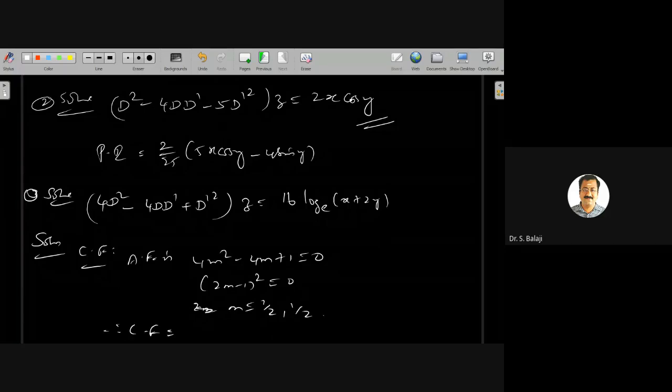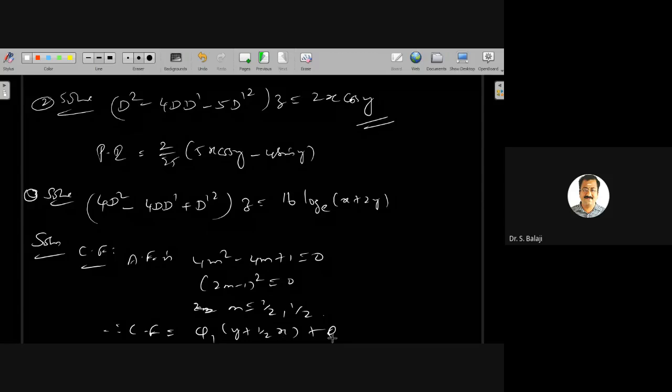Therefore CF is equal to phi 1 of y plus half x plus x phi 2 of y plus half x, since both roots are the same. Your particular integral is 1 by 4D square minus 4D D dash plus D dash square of 16 log of x plus 2y.